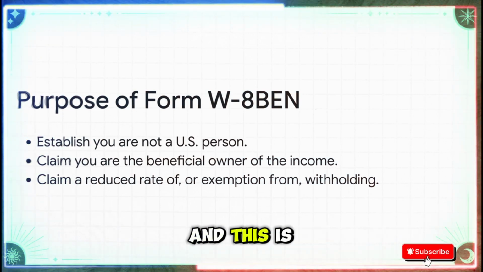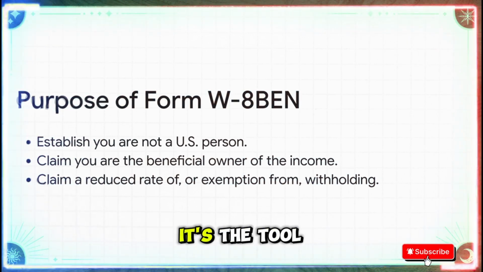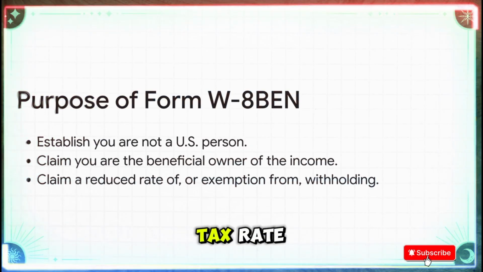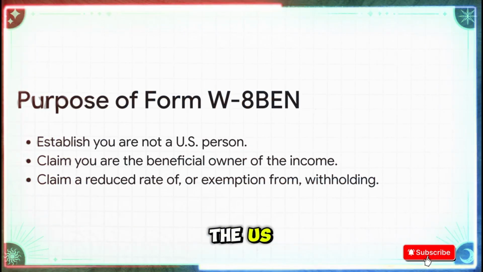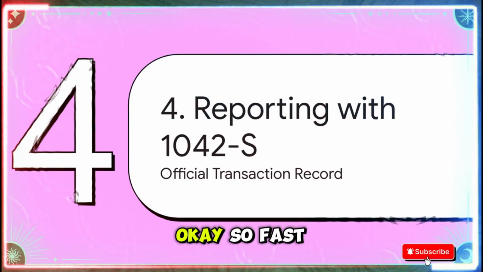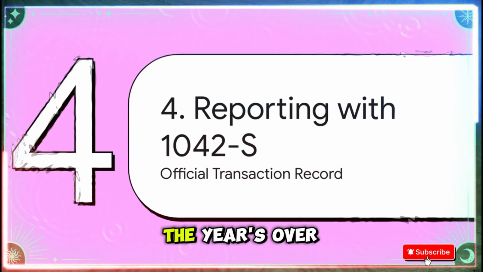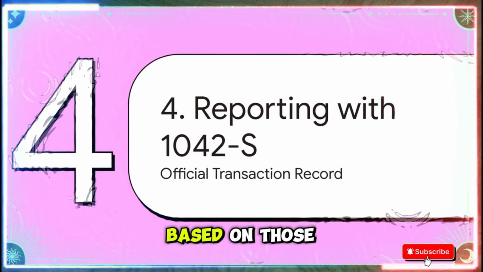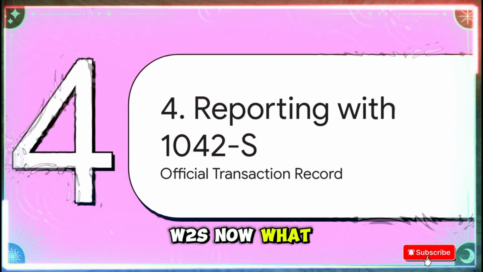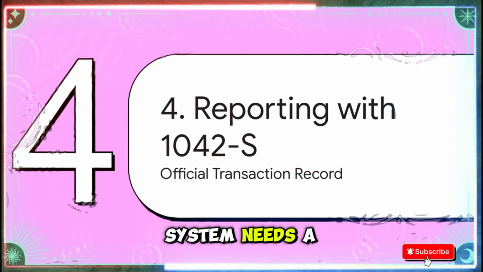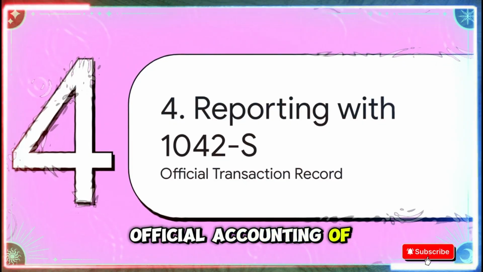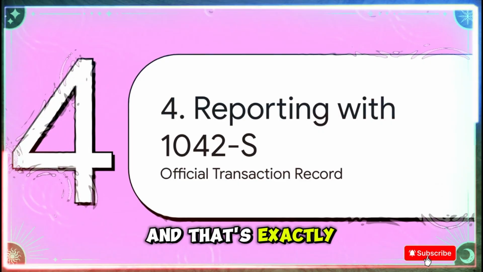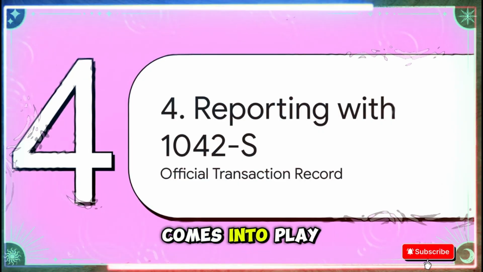And third, and this is the big one for a lot of people, it's the tool you use to claim a lower tax rate because of a tax treaty between the US and your country. Okay, so fast forward. The year's over, all the payments have gone out, and tax has been withheld based on those W-8s. Now what? Well, now the system needs a final, official accounting of everything. And that's exactly where Form 1042S comes into play.